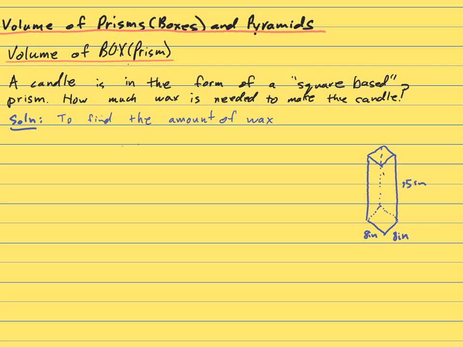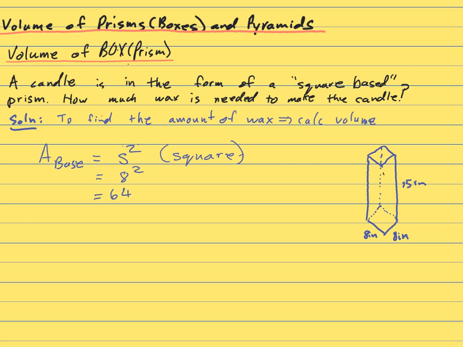So here's our solution. To find the amount of wax, we need to calculate the volume of the candle. All right, so here is what we do. The area of the base is equal to s squared. Remember it is a square-based prism, right? So s squared is 8 squared, which is just 64.